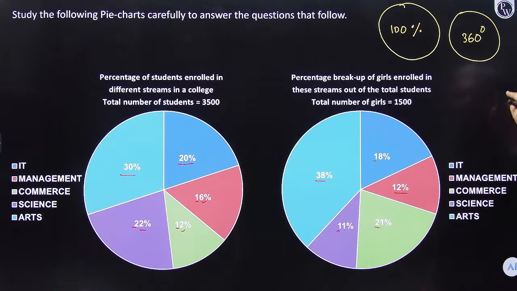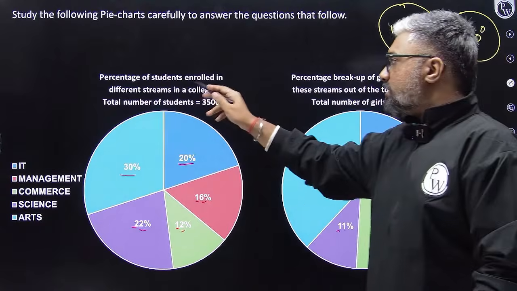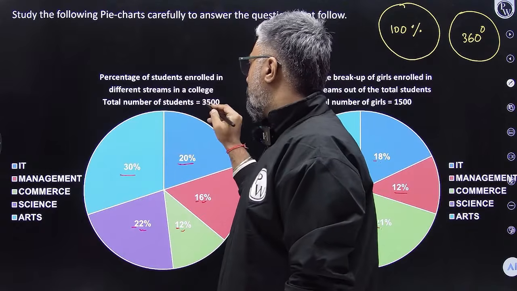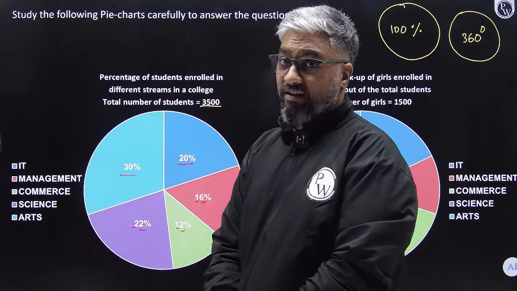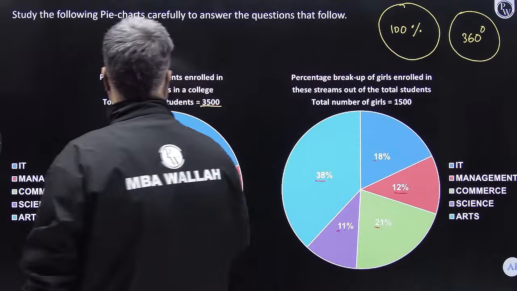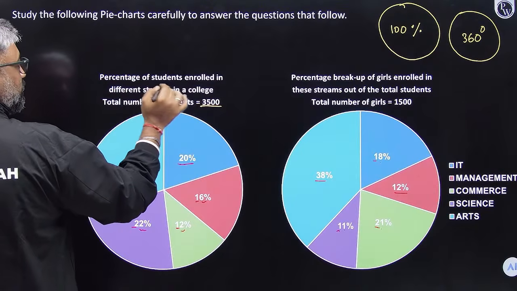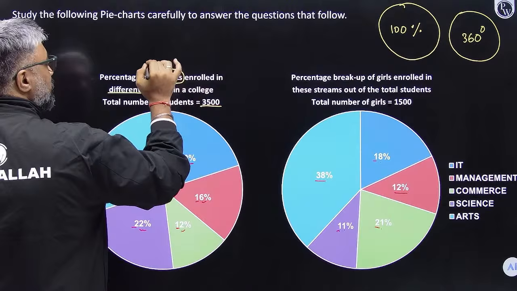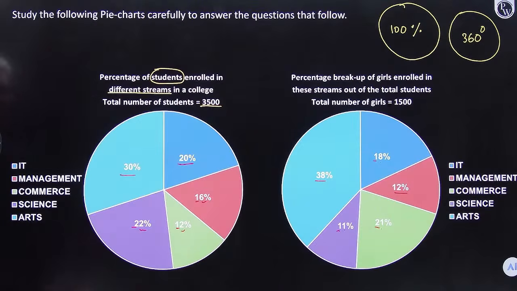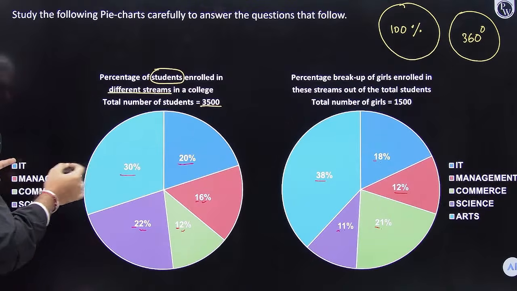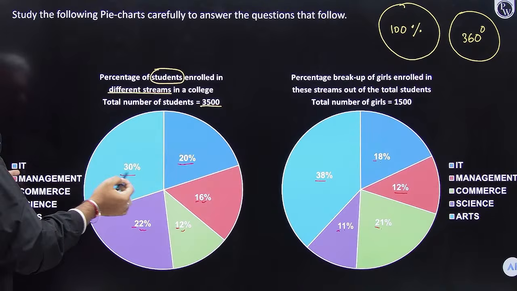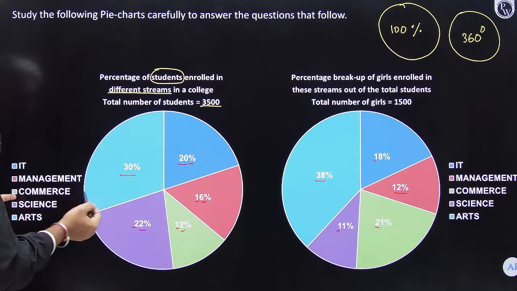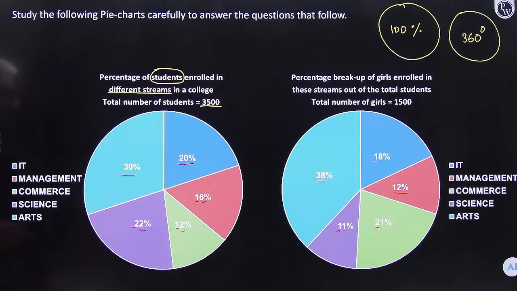Now let's read the instructions. Percentage of students enrolled in different streams in a college, and the total number of students is given as 3,500. So this is what? Different streams, percentage of students. Total number of students is given to us 3,500. And we know that IT is 20% of that, management is 16% of that, commerce is 12% of that, science is 22%, and arts is 30.